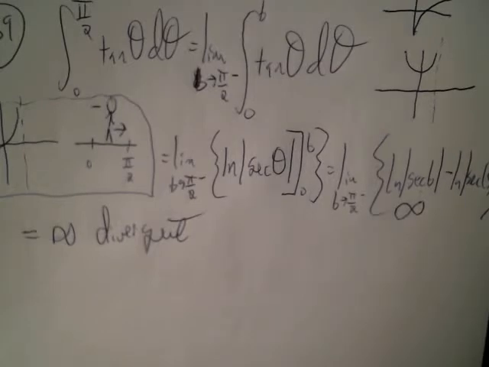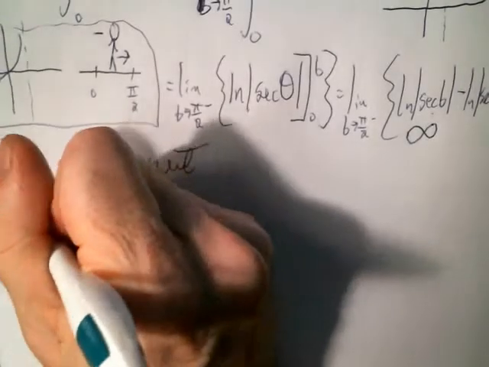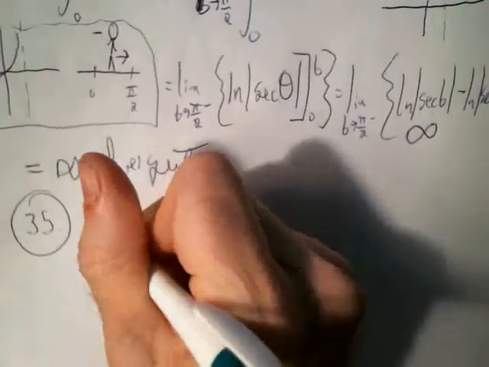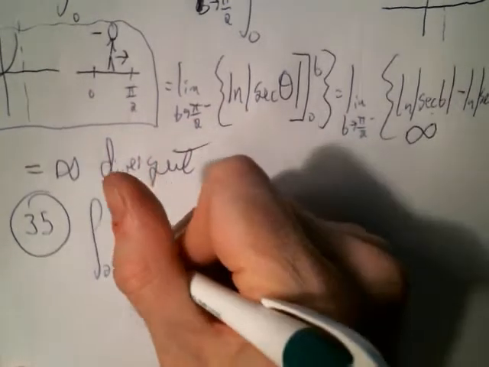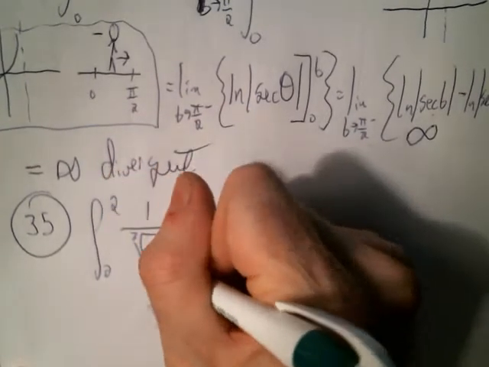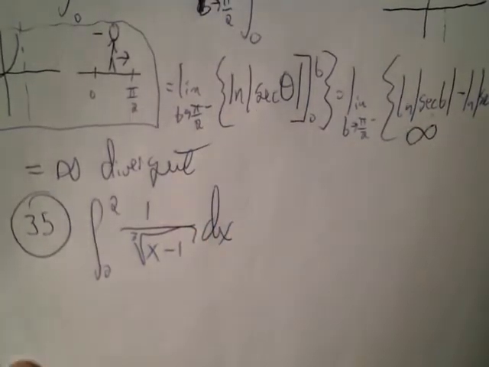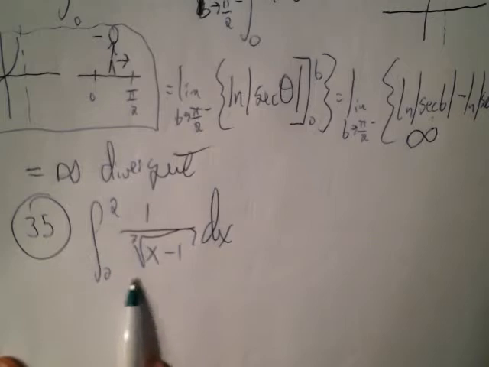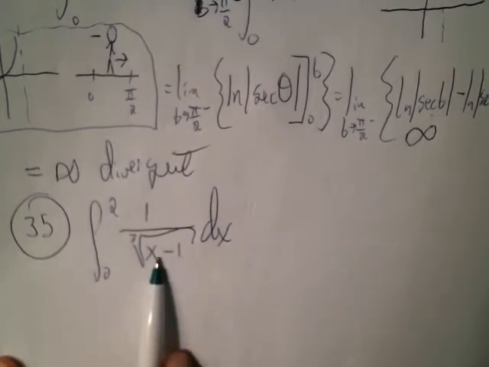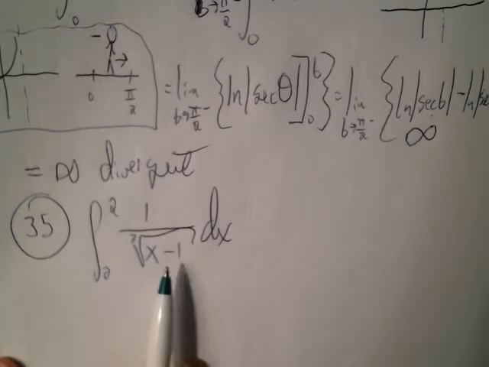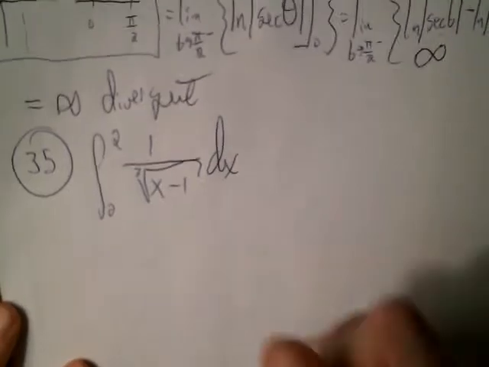Okay, let's look at another. This is 35. So the integral from 0 to 2 of 1 all over the cube root of x minus 1. Okay, so what's the deal here? You don't necessarily see the discontinuity. Where is the discontinuity? That's where this thing has 0 in the denominator, right? And that's going to happen when x is 1. 1 is inside that interval.